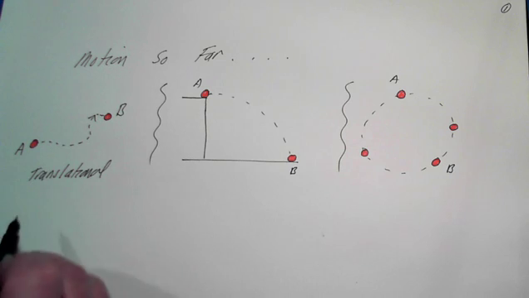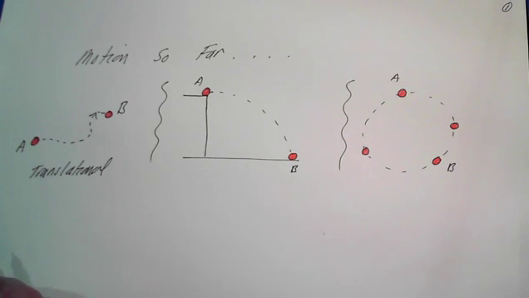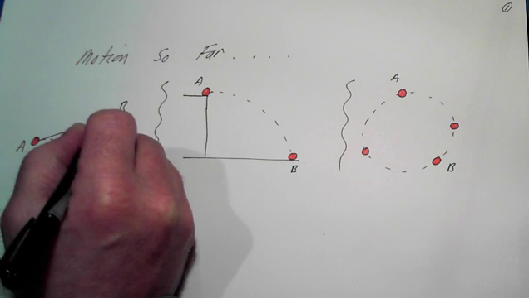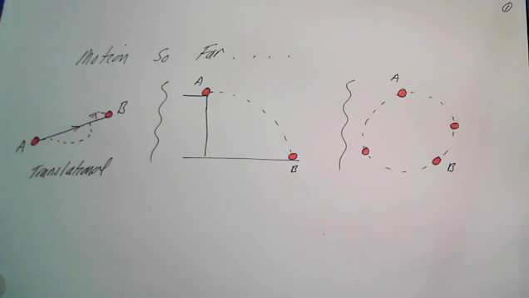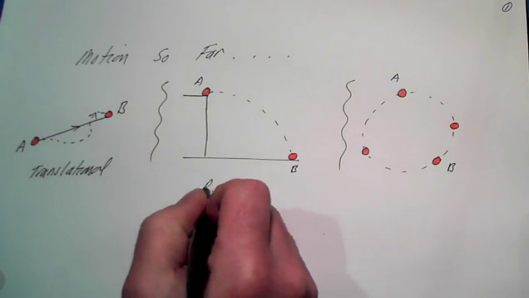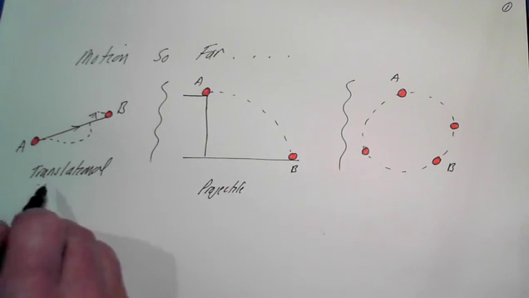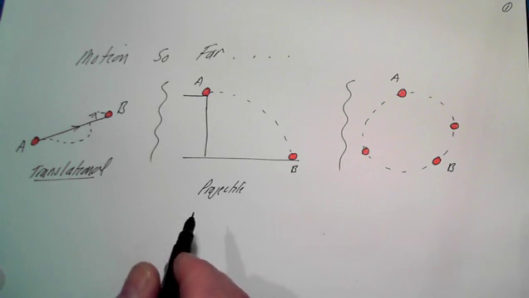An object is at position A, and then later on we find it at B. So this would be an example of two-dimensional motion. This would be one-dimensional motion. Then we talked about projectile motion. Now projectile motion is also translational motion, but it's a special case.